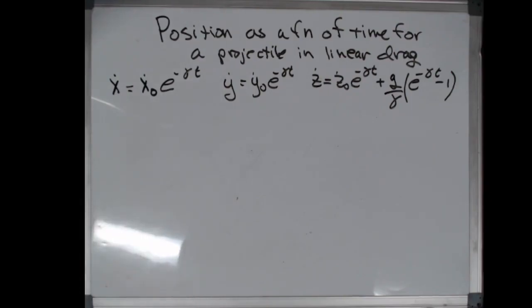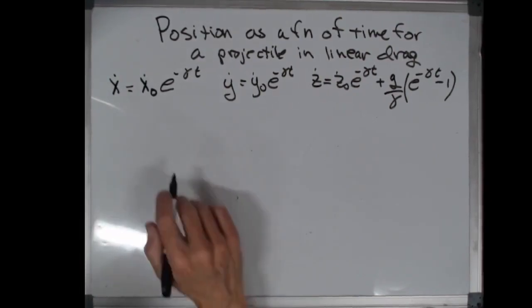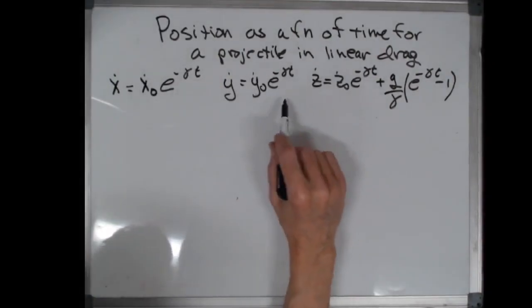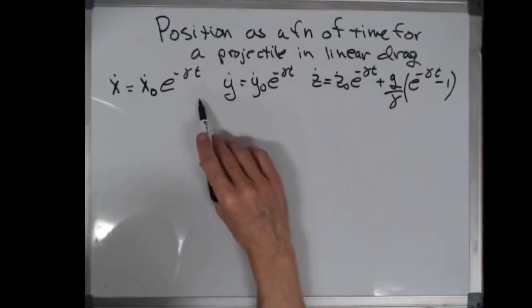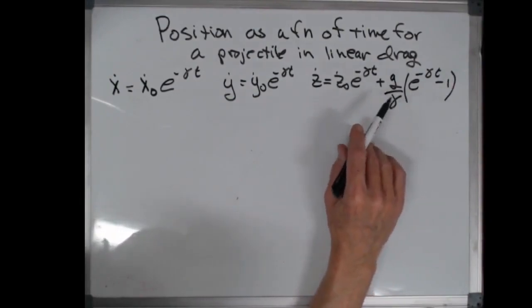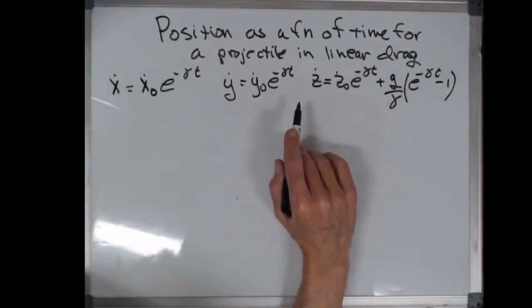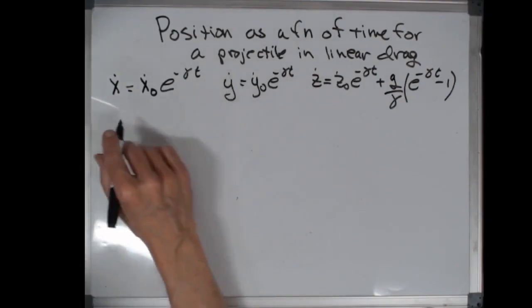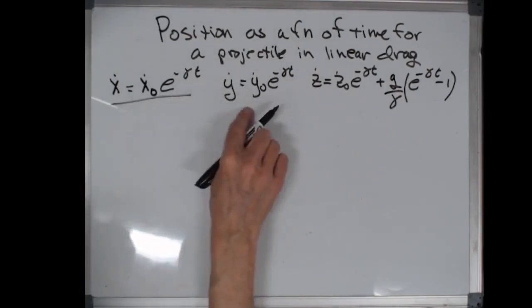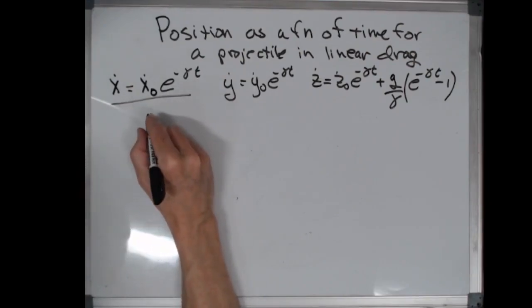So these are the equations for the velocity of a particle with linear drag, right? X, Y, and Z. We've already derived all of these. And so they should look familiar already. And so now I want to find the position. And so I'll just start with this one, and it'll do both of these at the same time. We just switch the variables.